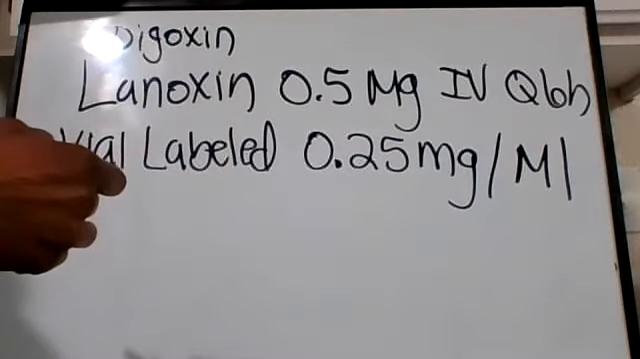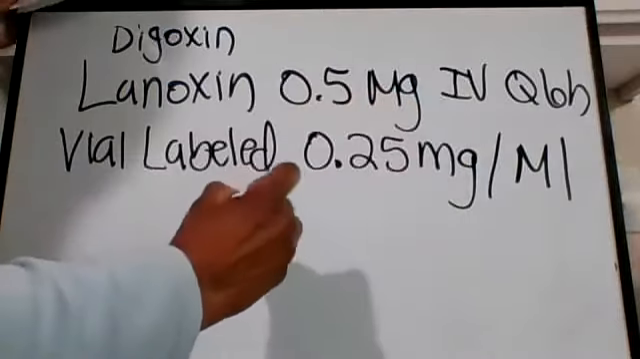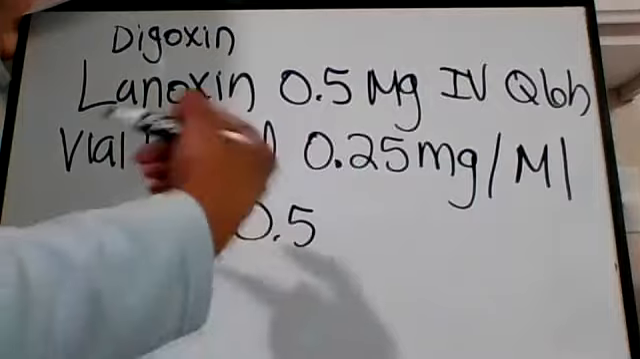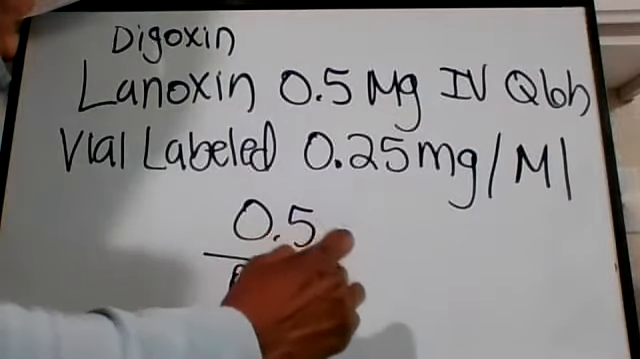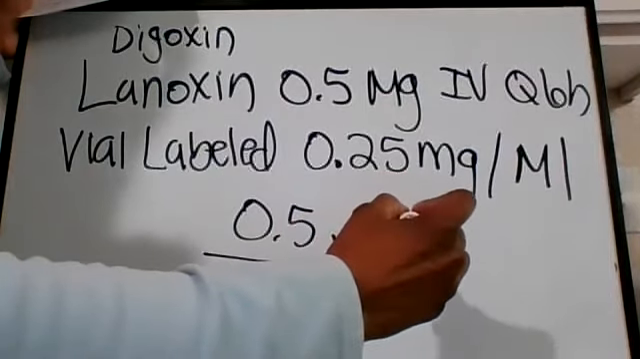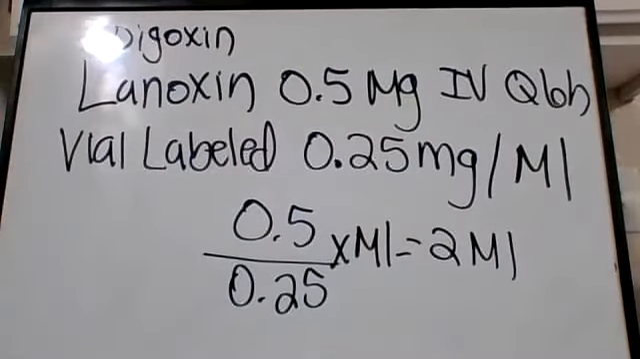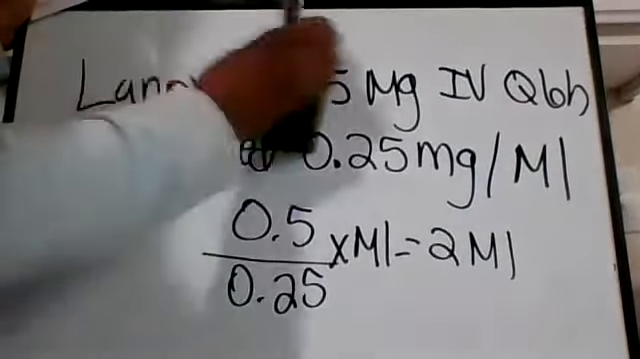All right, we're not converting with this particular problem, right? The metrics are the same. So it's 0.5. Anytime you're dealing with decimals, make sure you double check your work. 0.5 divided by 0.25 times milliliter. We do the math and we come up with 2 milliliters. Okay.